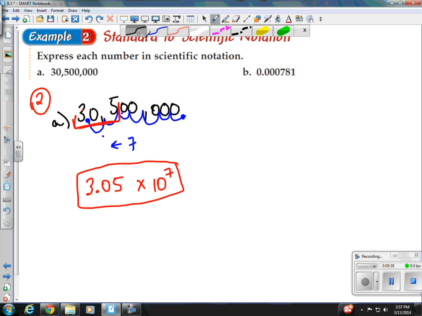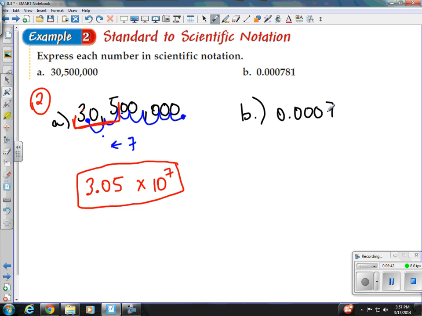Alright, now our second one has 0.000781. And this one already shows us the decimal. I already know where it is. Now we need to figure out where it needs to be to make our factor between 1 and 10. So if I move it here, it's going to be 0.7, so that's too small. So I put it right here between the 7 and the 8 because 7 is between 1 and 10.